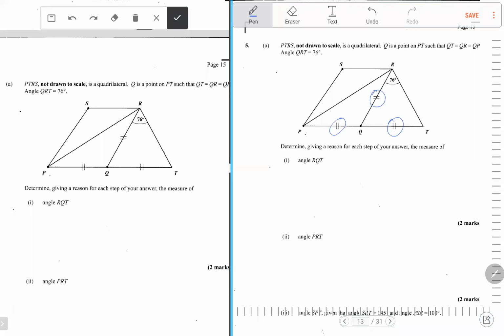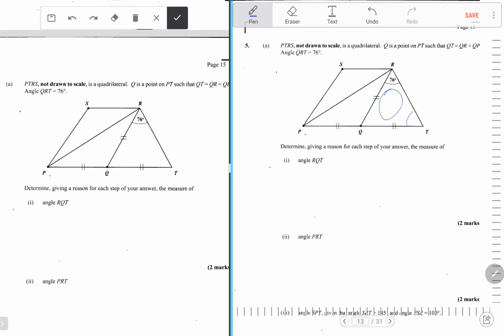So I don't need to read this information again. Information is indicated on the diagram by those marks. If they were not there, I would put them there. But since they are there, it's fine. Those marks mean that those three lines are equal in length, and since they are equal in length, it means that this is an isosceles triangle.